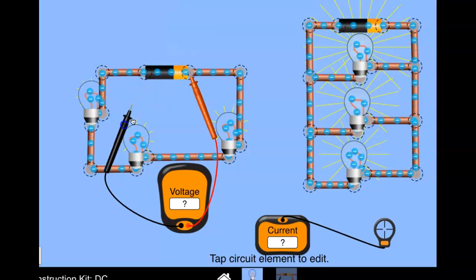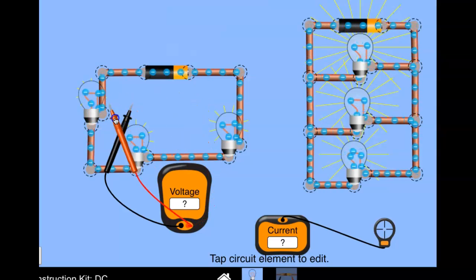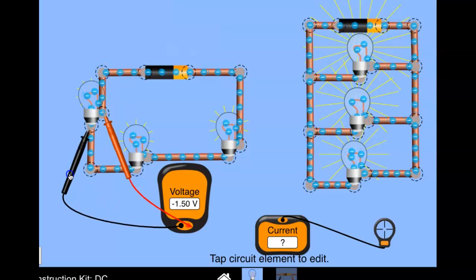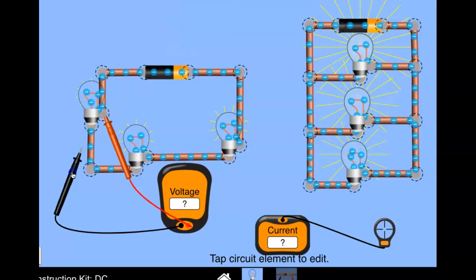Alright, so now I'm going to disconnect. I'm going to go into the light bulb. So I want to put red on positive. Electrons are coming in here. I put it there. And we get negative 1.5. So we had positive 9 volts here, negative 1.5 volts here. Realistically, it should be negative because the light bulbs are using energy. The battery is positive because we're supplying energy.